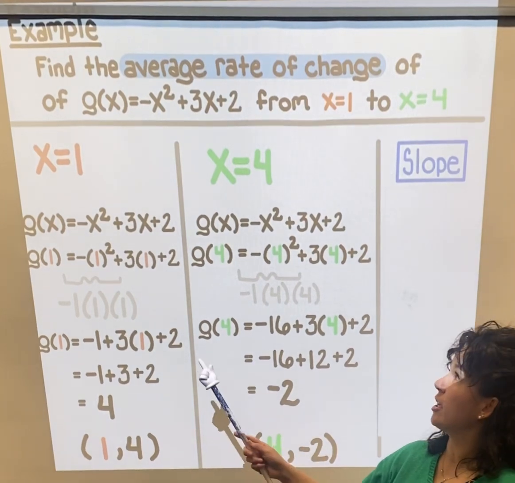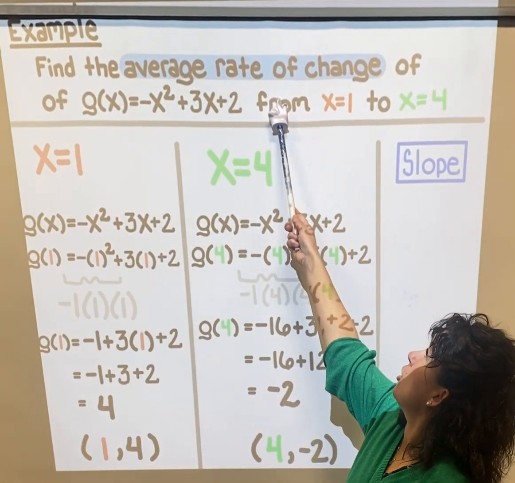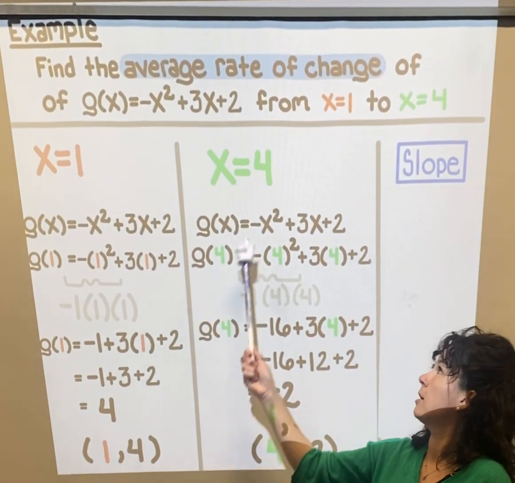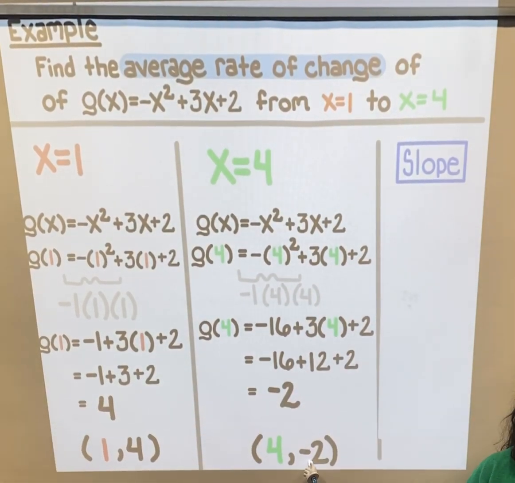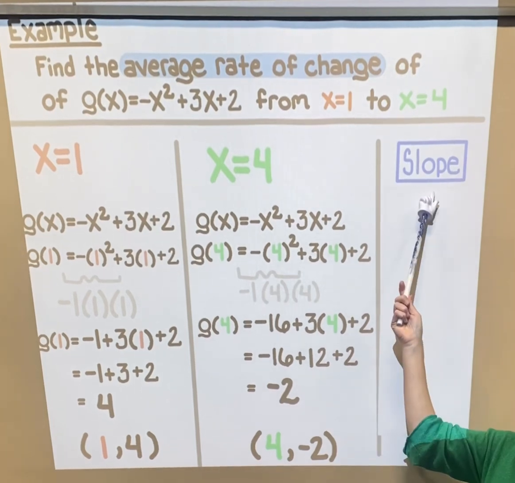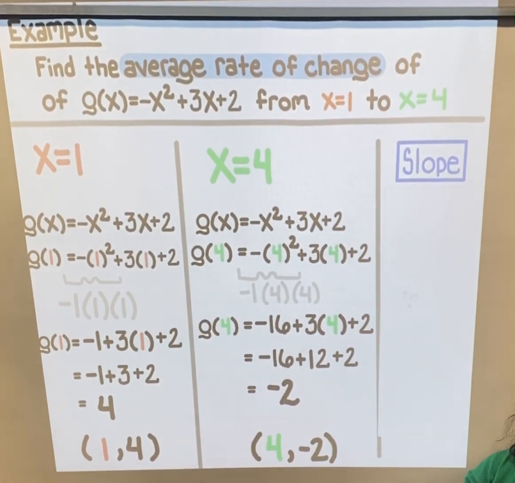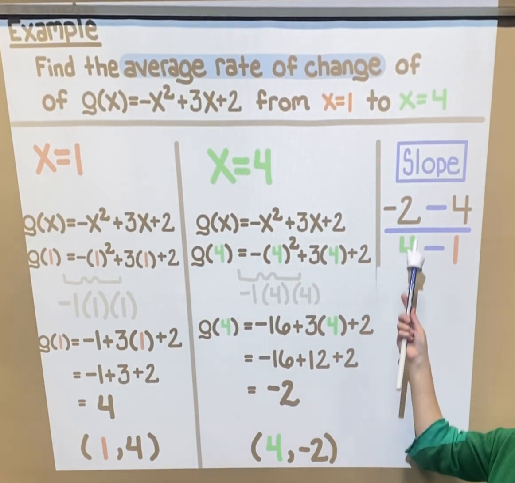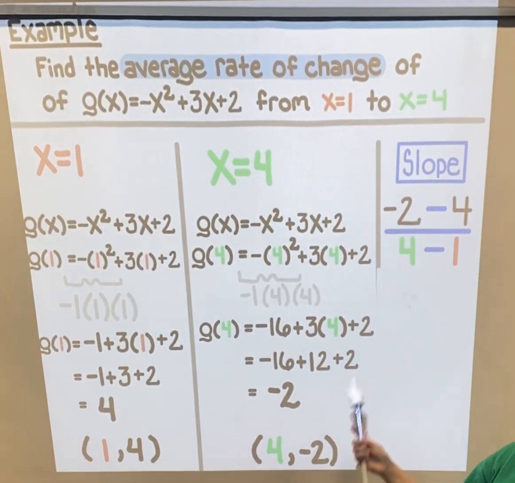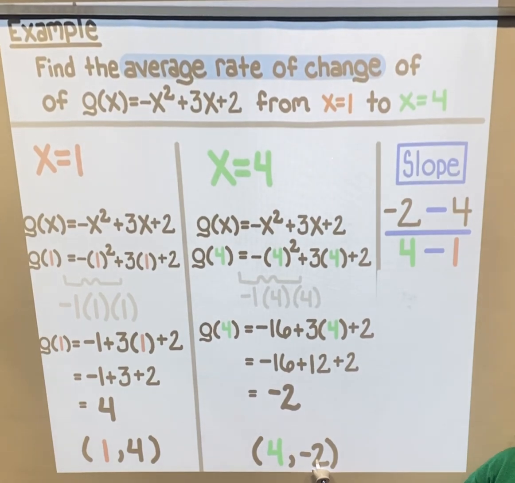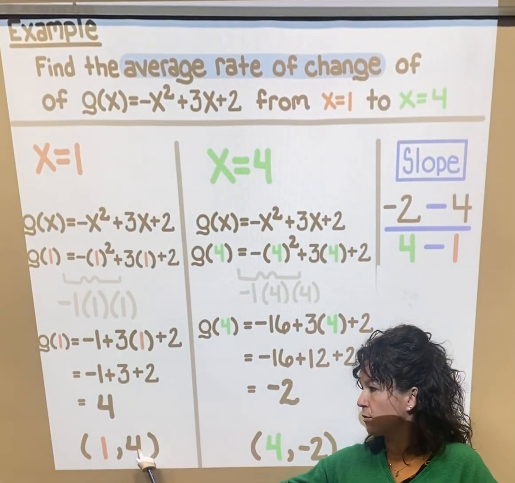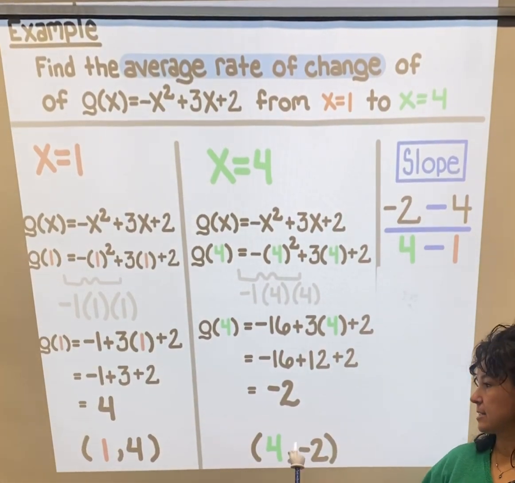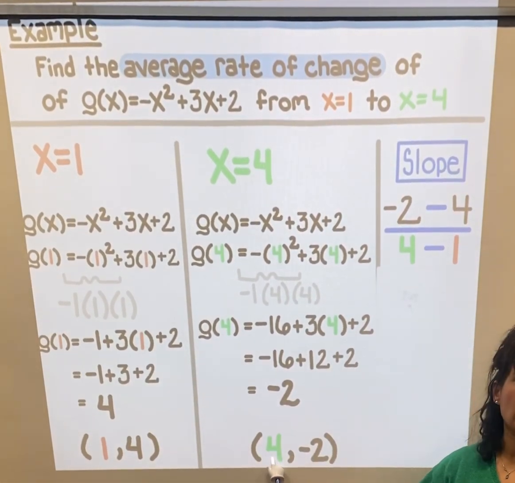Okay, so I started knowing I wanted the slope from 1 to 4, so I plugged in 1 and got a full coordinate, plugged in 4 and got the other point, and now I'm ready to find my slope by subtracting the y's over subtracting the x's. So I went with negative 2 first, so I started with this one. So I have negative 2 minus 4. And now when I subtract the x's, since I started with negative 2, I need to start with 4.